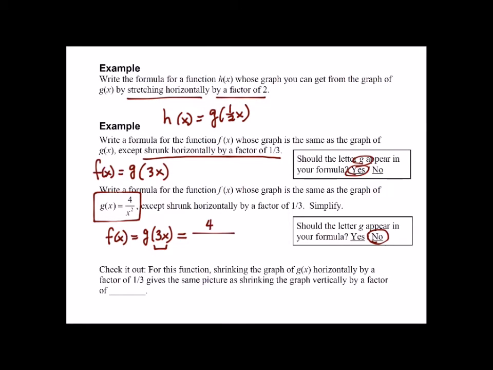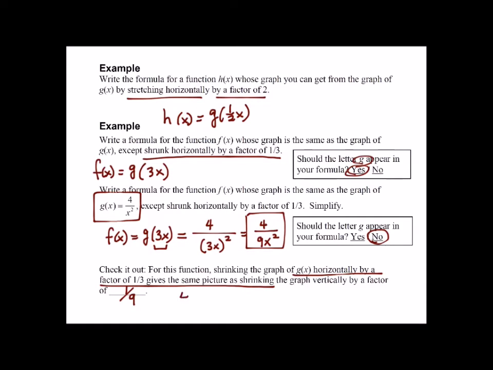So I will get 4 over the entire quantity 3x raised to the power of 2. If we simplify this, I will get 4 over 9x squared. It turns out that for this function, shrinking the graph of g of x horizontally by a factor of 1/3 gives you the same picture as shrinking the graph vertically by a factor of 1 over 9.